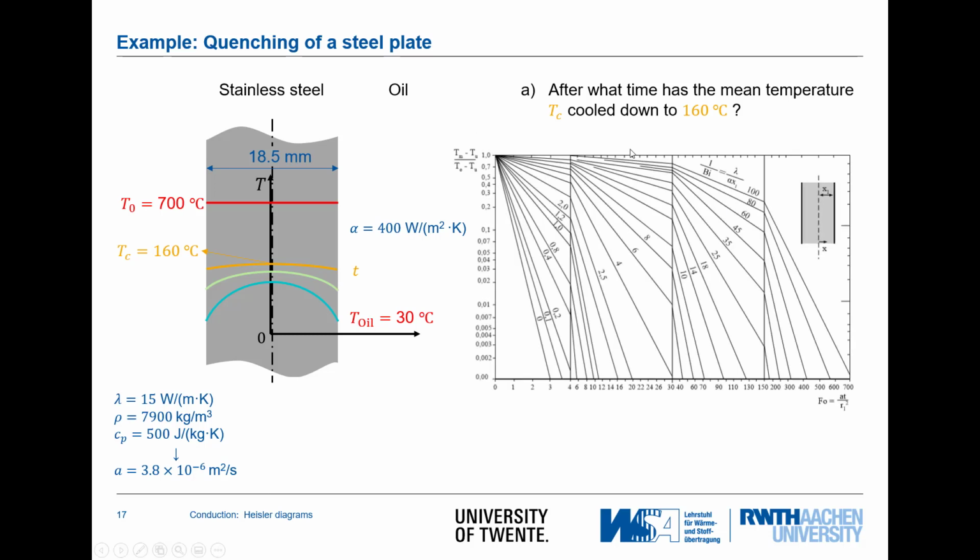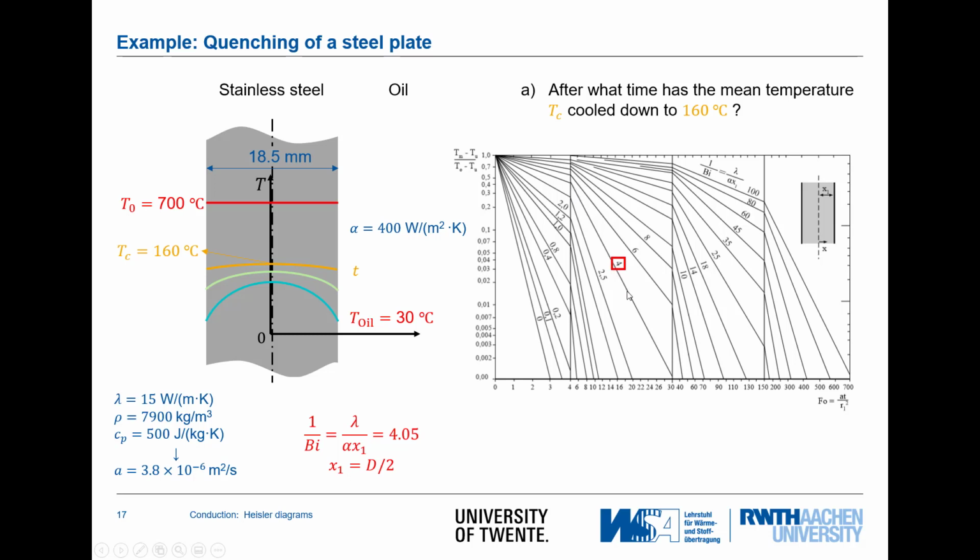To do that, we look here at the Heisler diagram, and we now have to check first for the ratio between internal and external resistances. So we take lambda divided by alpha times x1. x1 is half of the thickness here, so 9.25 millimeters, and we come up with the value of 4, or approximately 4. Now we can look at the diagram.